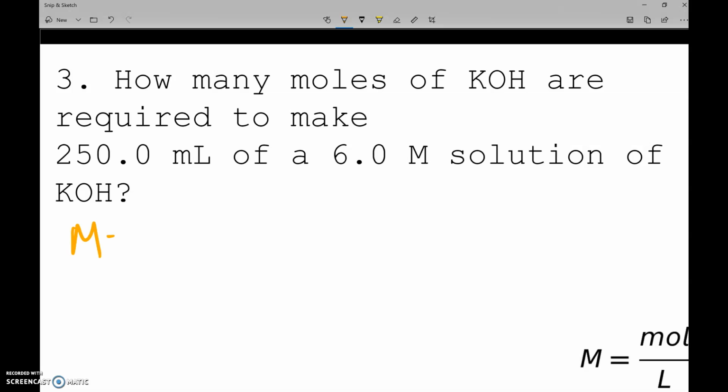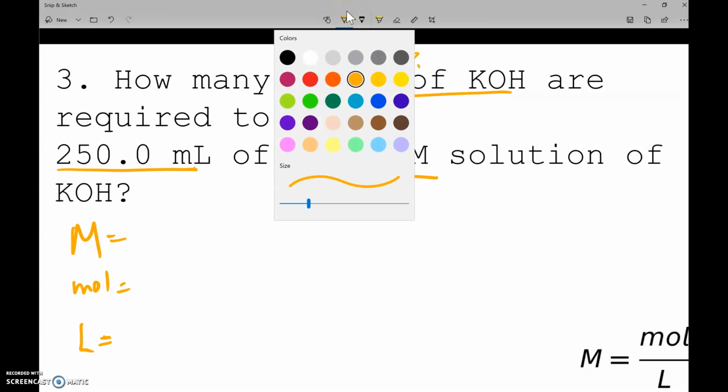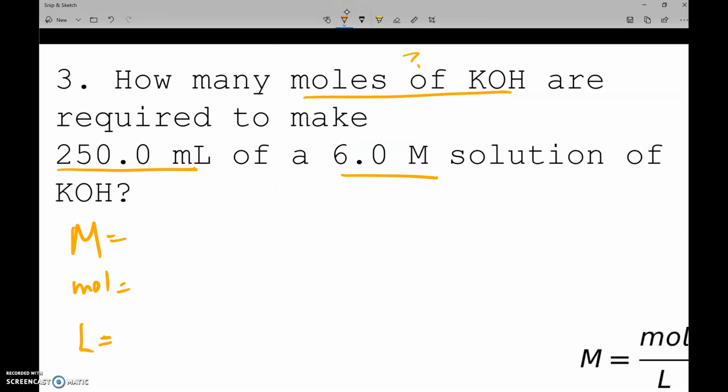I'm going to write down over here the different variables in our equation. How many moles of KOH are required to make 250 milliliters of a 6 molar solution? Those are the things I underlined. Now let's see which variables they coincide with. Moles is our unknown. We have 250 milliliters, which correlates with liters because they're both units of volume.